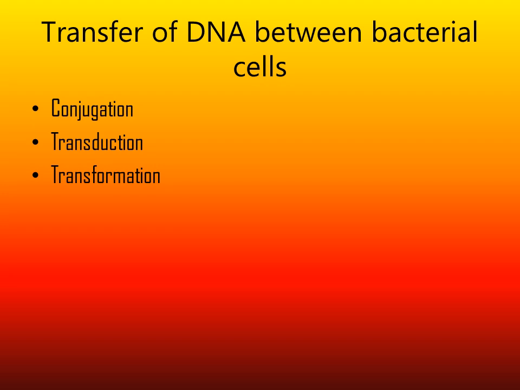Conjugation is the transfer of the DNA through the pili from one bacterium to another bacterium. Transduction is basically the transfer of the genetic material through bacteriophages. The bacteriophages are the viruses that infect a bacteria. Transformation is the direct transfer of the genetic material from one bacteria to another. This is called transformation. Now we will be discussing the details of all three of them.